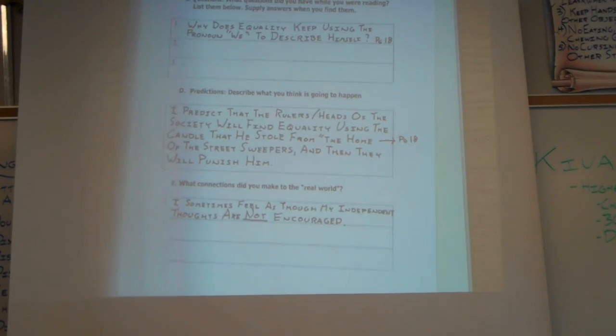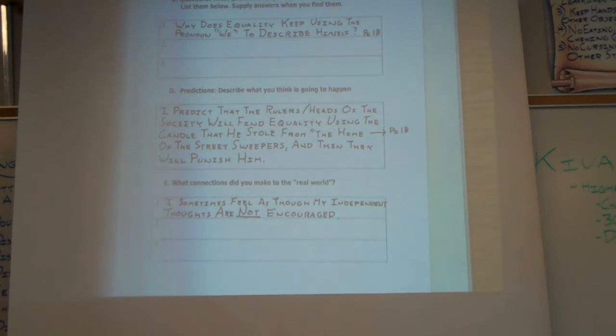Now underneath that, you'll notice that I have predictions. This is where I write down what I think is going to happen from here on out. I predict that the rulers or the heads of the society will find Equality using the candle that he stole from the home of the street sweepers, and then they will punish him. Again, it's a prediction that I am making based on what I read within the text. Whatever you think is going to happen next is what you would write down there. Now be sure to answer this in a complete sentence, because if you just put down a couple of words, it's not necessarily going to give you the most information.